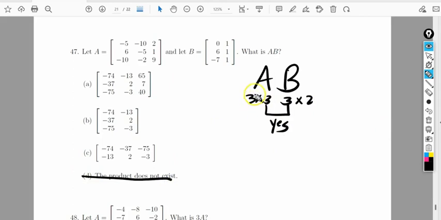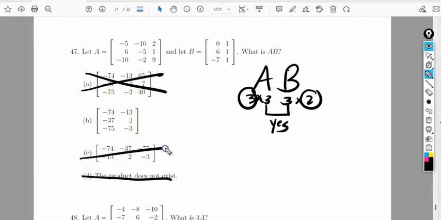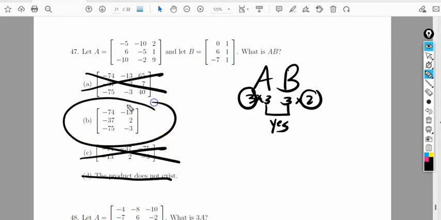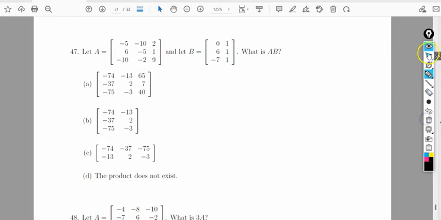And what are you going to get? You're going to get the outside numbers, a 3 by 2. This is a 3 by 3. It can't be that. This is a 1, 2, 3 rows and 2 columns. So that's in the running. But this is a 2 by 3. It cannot be that. So the only thing it can be is that. You did not have to put that in your calculator.